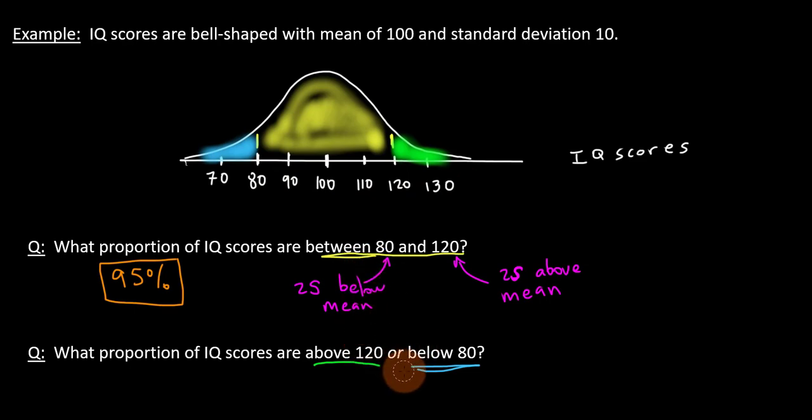These two questions are complementary in a sense. This is the way I'm thinking about it, because this second question is asking the exact opposite of the first question. Therefore, the solution must be 5%.